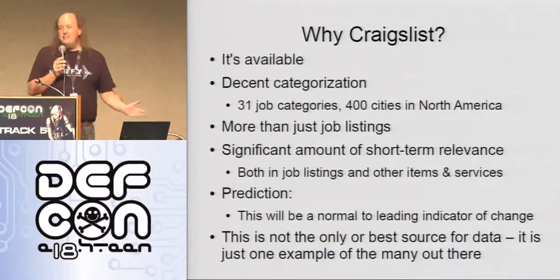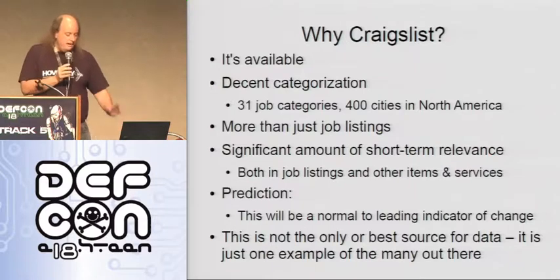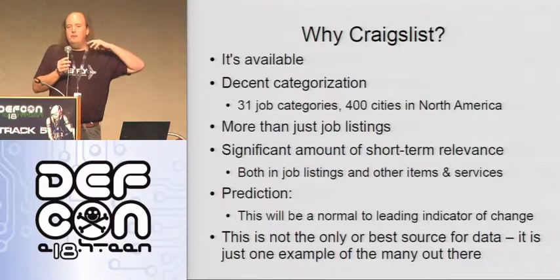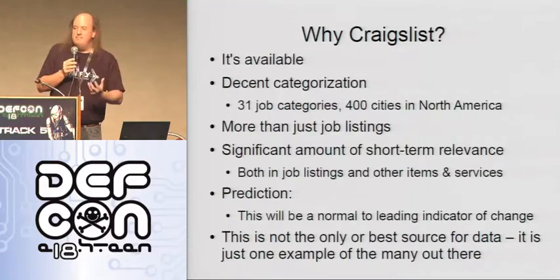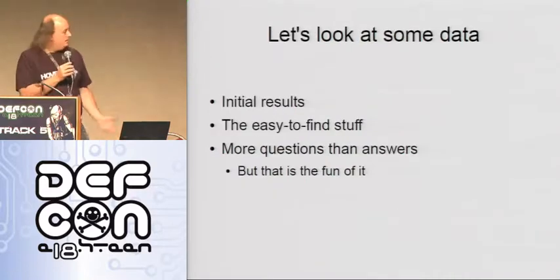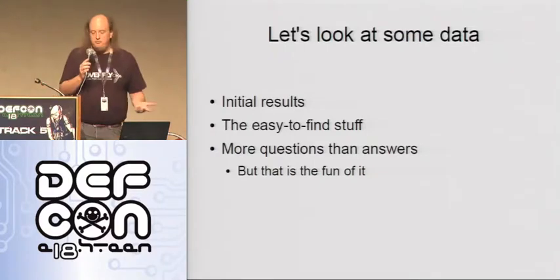Now, this is not the best. I'm not saying this is the best sensor or best source of information for this, or certainly not the only one. It's just one example of many that's out there, and I don't want you to go away from this talk thinking that I'm all about talking about what you can do with Craigslist. I'm talking about the idea of what we can do by taking all of this information that's out there and treating these systems that collect it as sensors, and then trying to bring it together in a different way. So let's go ahead and have a look at the data, some of the information that I've found so far.